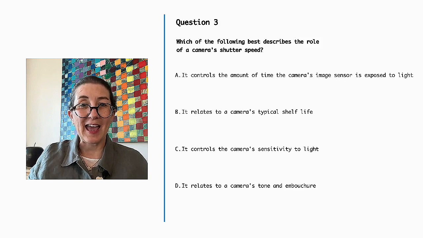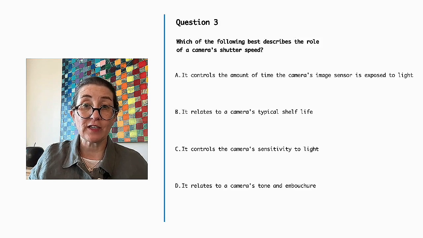The role of a camera's shutter speed is not related to its shelf life, which refers to the longevity or durability of the camera. It also does not control the camera's sensitivity to light, which is actually determined by the ISO setting. Lastly, shutter speed has no connection to tone and embouchure, which are terms associated with music and not photography.